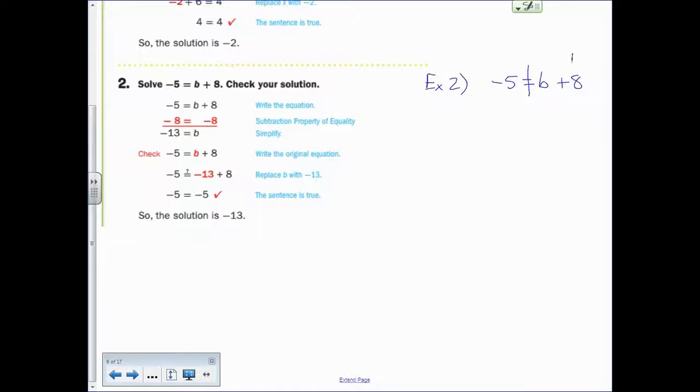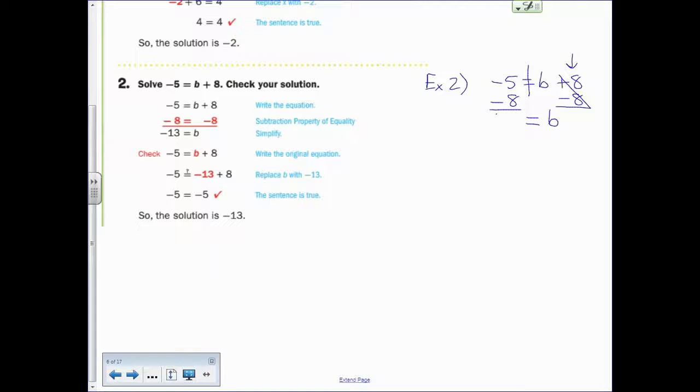So what needs to be moved is this positive 8. The way to get rid of adding 8 is to subtract 8. So we will put a negative 8 under the positive 8. But whatever we do to the right-hand side, we must also do to the left-hand side. So I'm also going to put a negative 8 under negative 5. We're going to drop our equal sign down. Positive 8 and negative 8 cancel each other out because they're opposites. So that's going to equal 0. So we can just bring down the letter B all by itself.